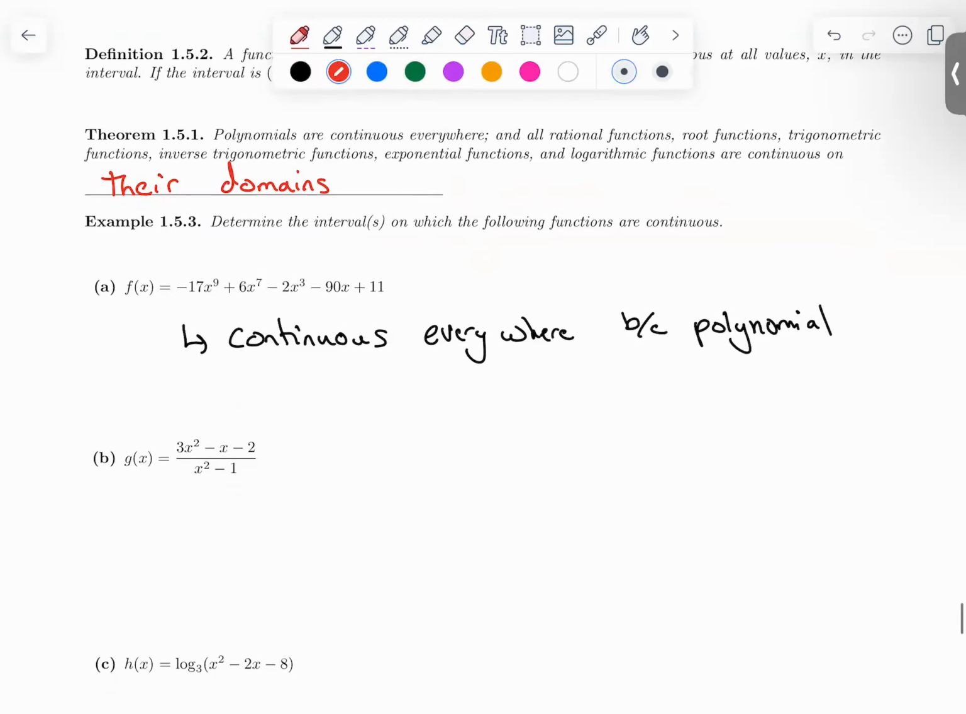So instead, what we do is we just set the denominator equal to 0. X squared minus 1 cannot equal 0, because if it did, we'd be dividing by 0, and that would cause an issue. So x cannot equal 1 or negative 1. If you want to, you can factor it by using difference of squares to verify that. But if you want to use the square root property, you can also do that. So those are the issues. Did I answer the question, though? The question isn't asking for where it's discontinuous. The question is asking where it's continuous. So those are the discontinuities.